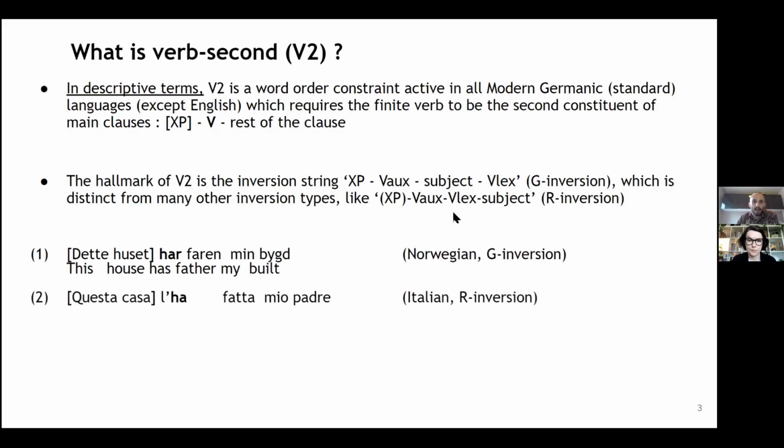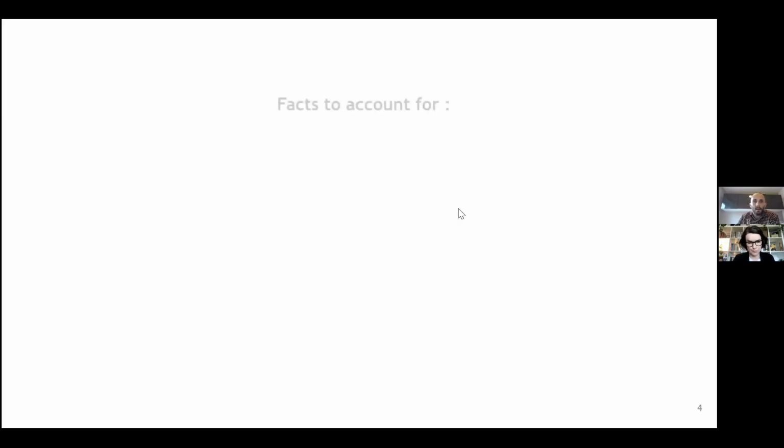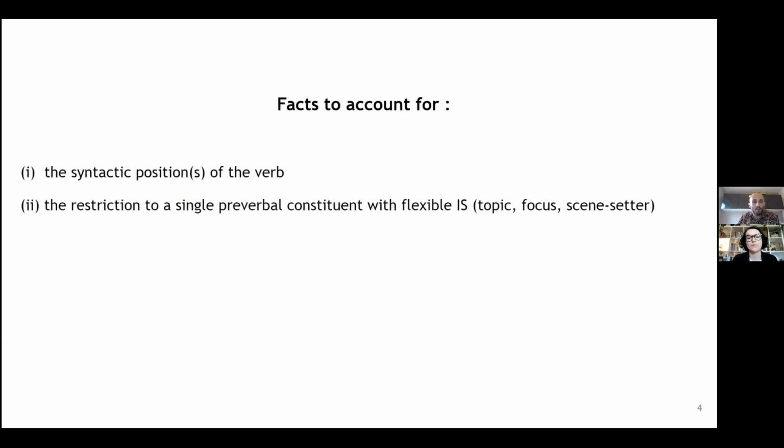So here is a minimal pair from Norwegian and Italian: this house has my father built, literally, and questa casa l'ha fatto mio padre in Italian, with the subject following both verbs. So, with some well-known exceptions, the canon must be exactly one XP in front of the verb, and this XP can have many different kinds of information structural readings. So the facts that we want to account for are quite simply the syntactic position of the verb, this restriction to a single preverbal constituent, and the very, very flexible information structure that it carries.